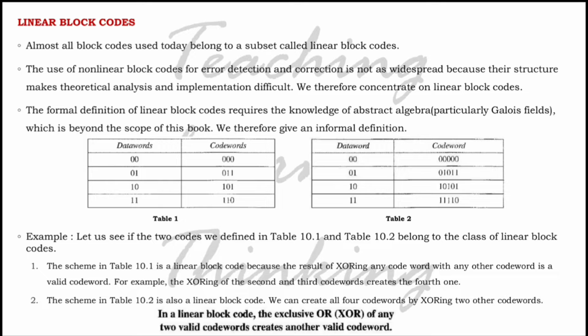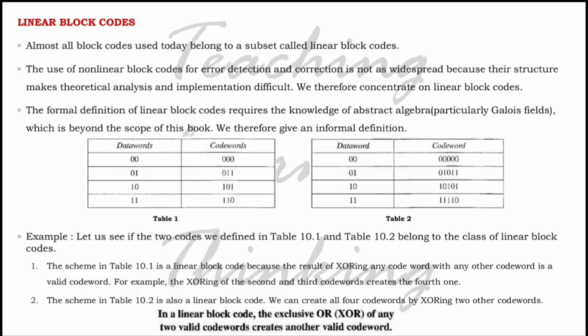Let us discuss an example to understand linear block codes. Let us see if the two codes we defined in table 1 and table 2 belong to the class of linear block codes. The scheme in table 1 is a linear block code because the result of XORing any code word with any other code word is a valid code word. For example, the XOR of the second and third code words creates the fourth one.